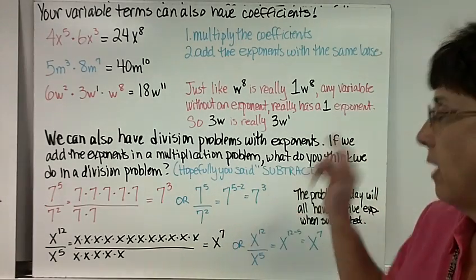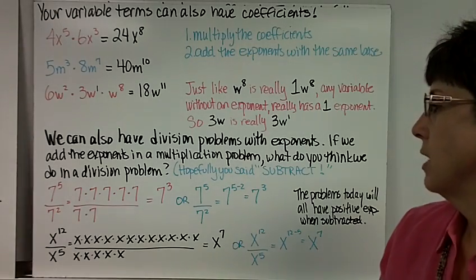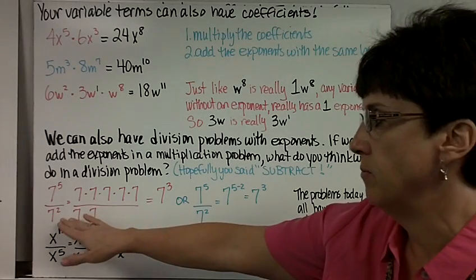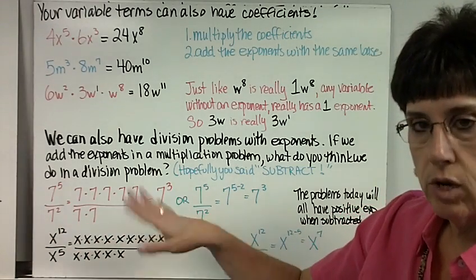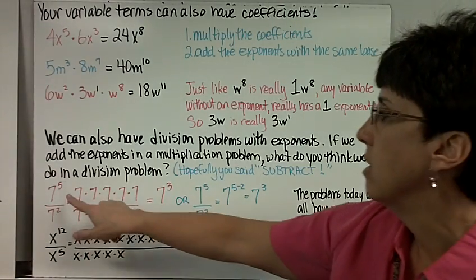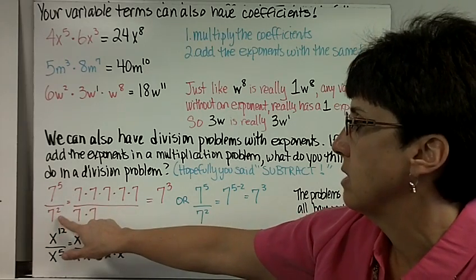Hopefully you said subtract. And if you didn't, that's what we do. We're always going to subtract the denominator's exponent from the numerator's in these problems, okay? Later on we can do other things, but that's what we're doing today. So 7 to the 5th divided by 7 squared.